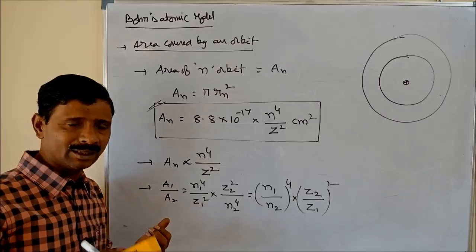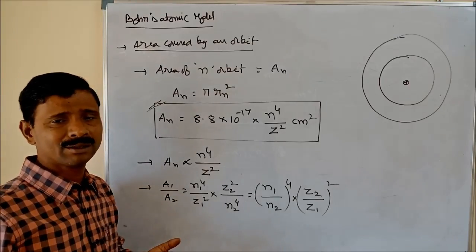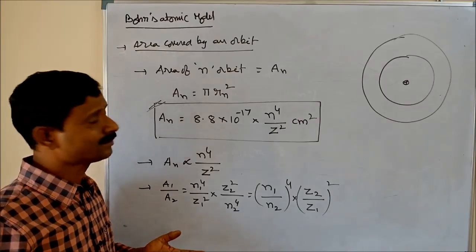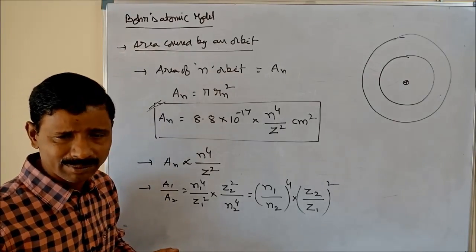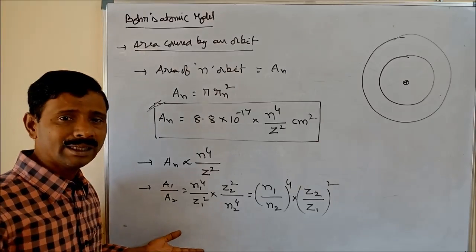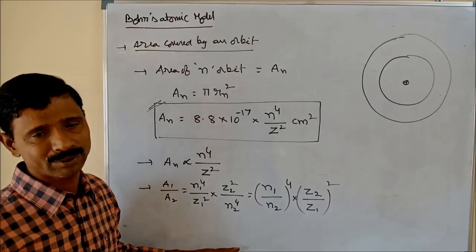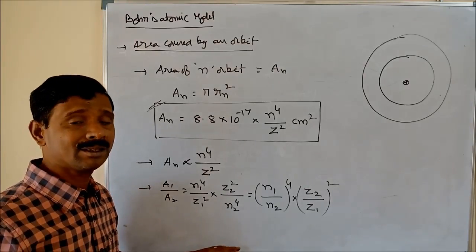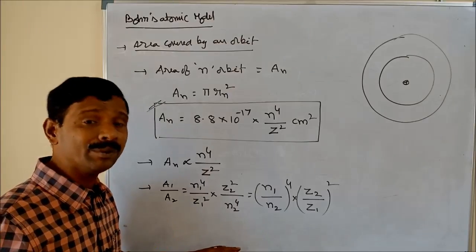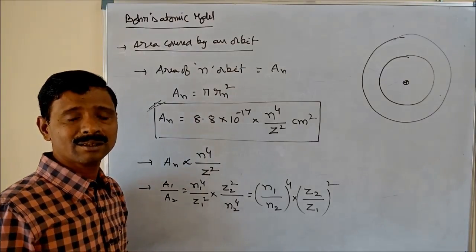So first one is angular momentum, and then the radius of a given orbit and the ratio of the radii, the difference between the radii of two successive orbits, and then the area covered by the orbits. So this is one part in Bohr's atomic model. Like this, we have to discuss velocity, energy, time period, everything that we'll see in the next class.